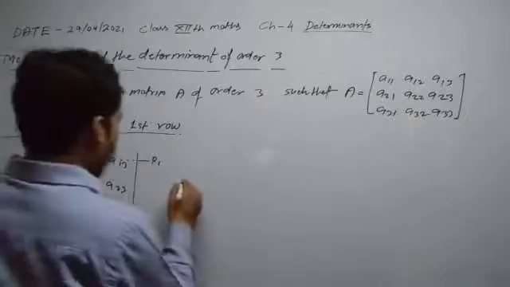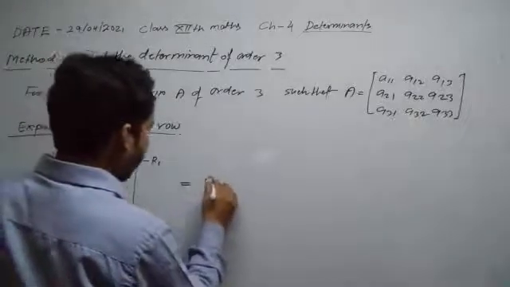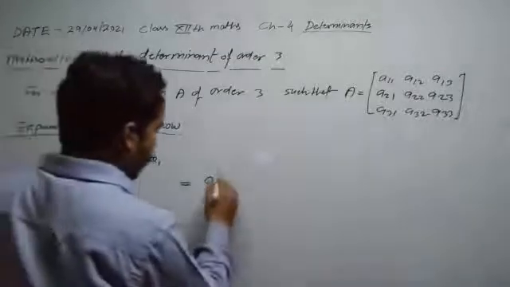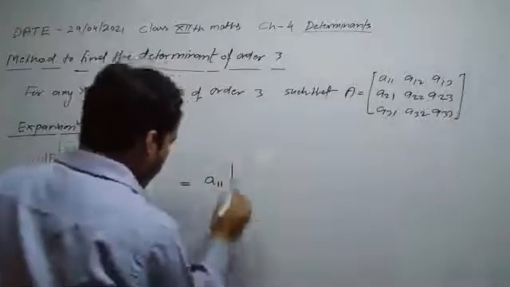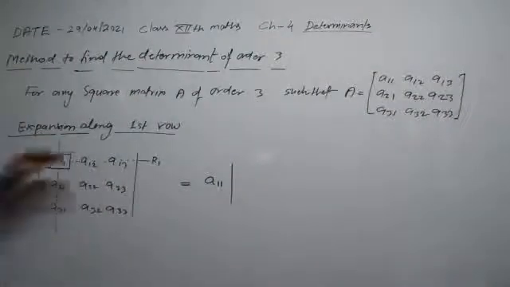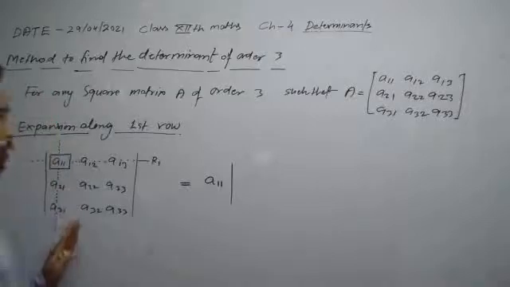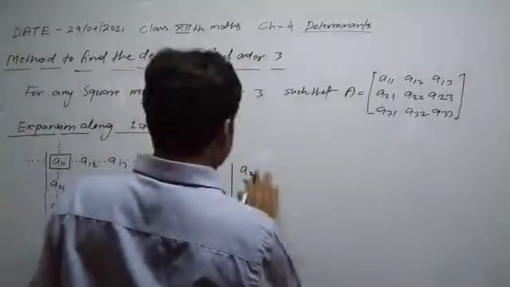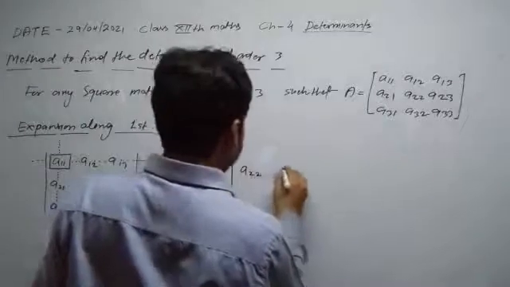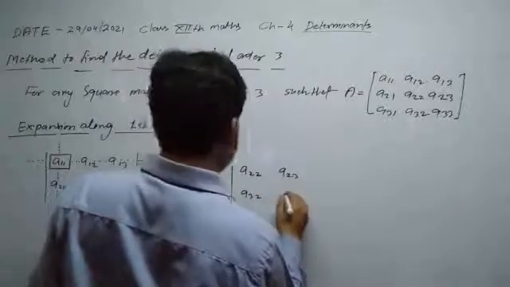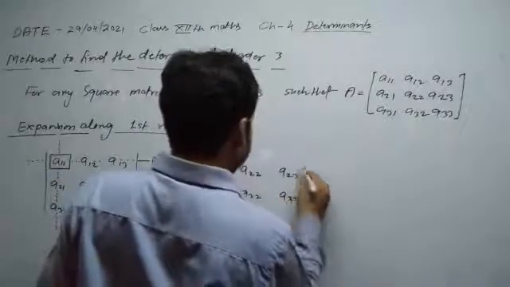You will see A11 is the intersection of first row and first column, and the result, after leaving the first row and first column, is the arrangement of numbers A22, A23, A32, A33.